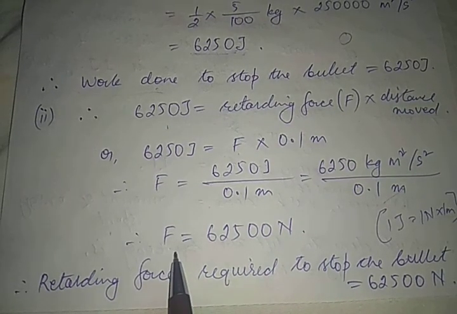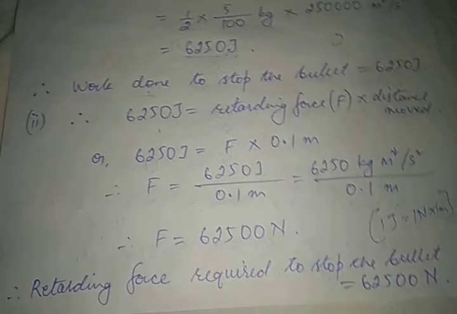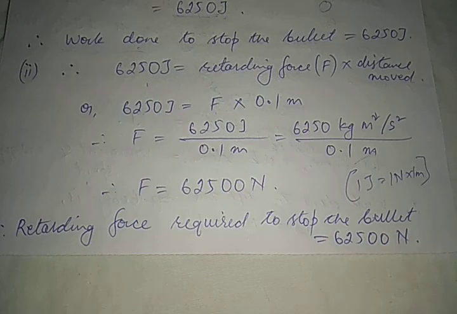So here, coming back to the problem, retarding force is 6500 Newton. So therefore retarding force required to stop the bullet is 6500 Newton.